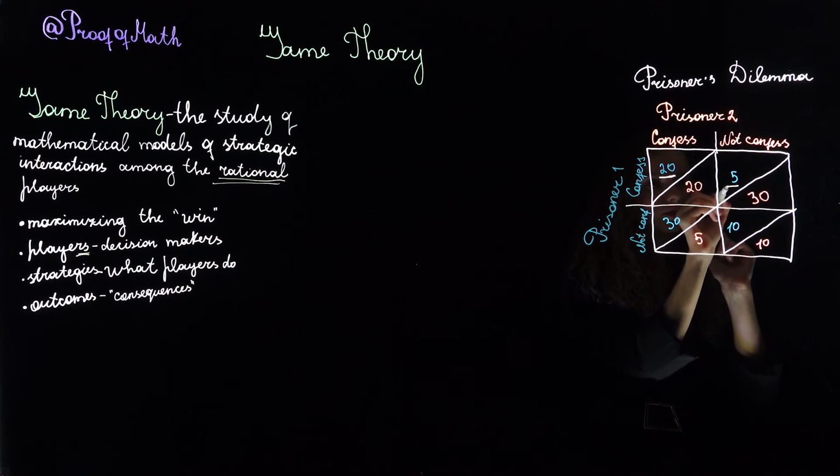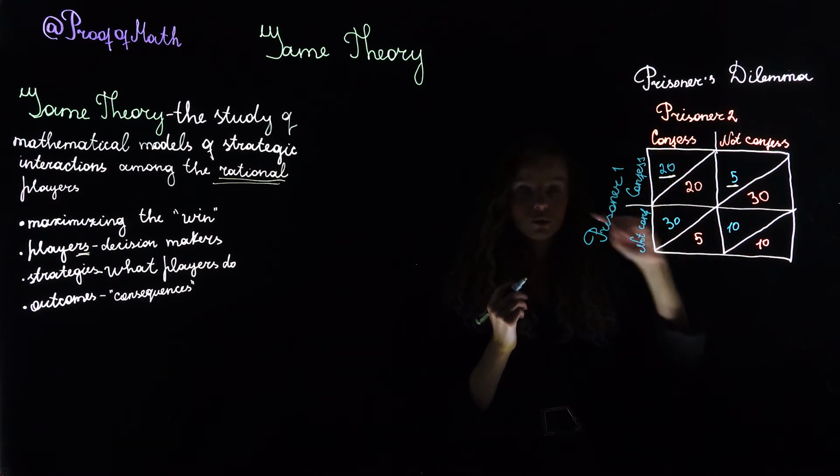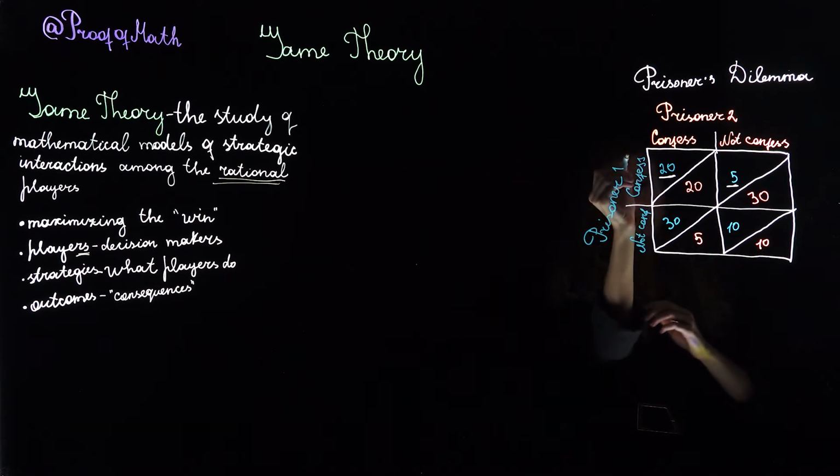I'm going to underline this again. So prisoner number 1's dominant strategy, what he's going to do no matter what, is to confess. So I'm just going to put a tick mark.